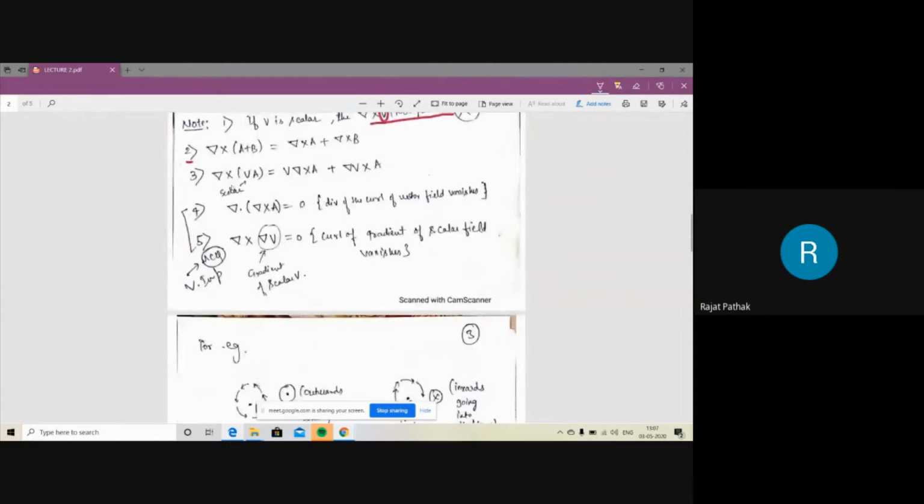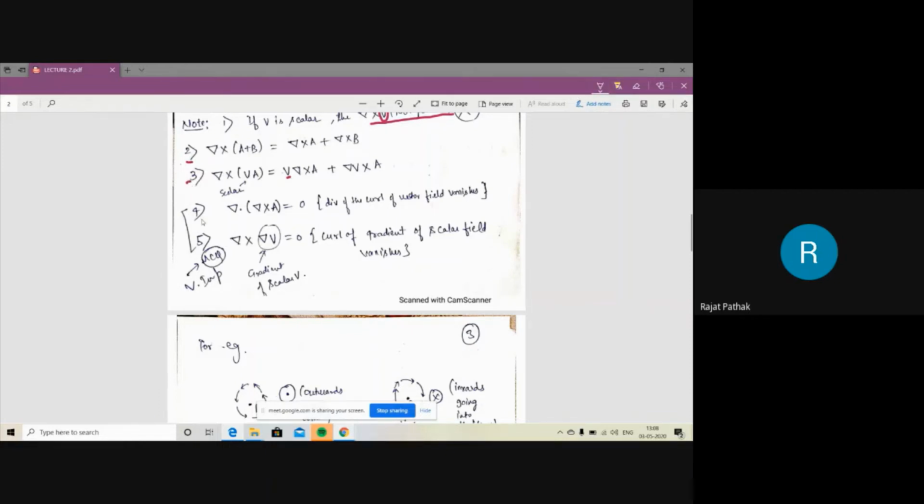The third point is del cross VA. V is a scalar which is multiplied with the vector. So del cross VA is nothing but we keep the V outside and apply curl on A, plus this is called the gradient of V. We can apply gradient only on a scalar. That becomes a vector, and then we can do the cross product with vector A. So this is a meaningful thing. So del of V cross A plus V del cross A. This is the third point.